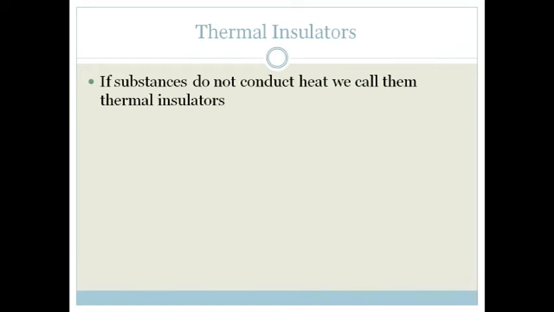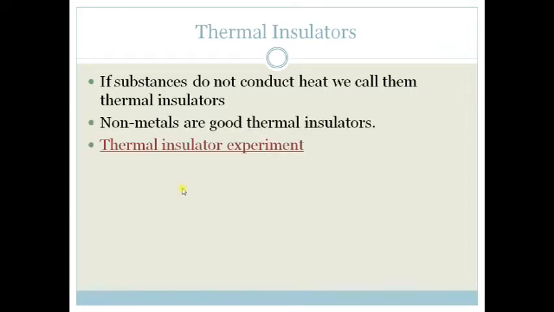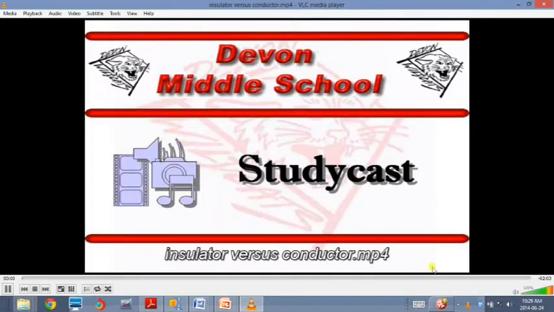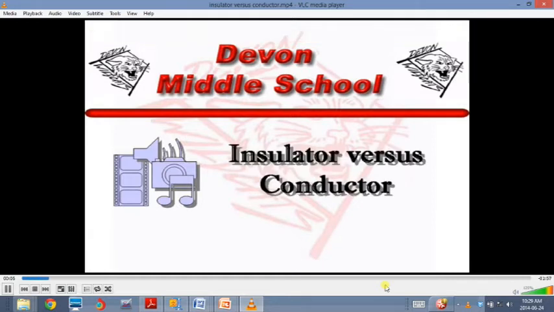Now let's look at thermal insulators. If substances do not conduct heat, we call them thermal insulators. Nonmetals are good thermal insulators. Now let's look at a thermal insulator experiment. This was done by Devon Middle School in America, where they're looking at the difference between an insulator and a conductor.